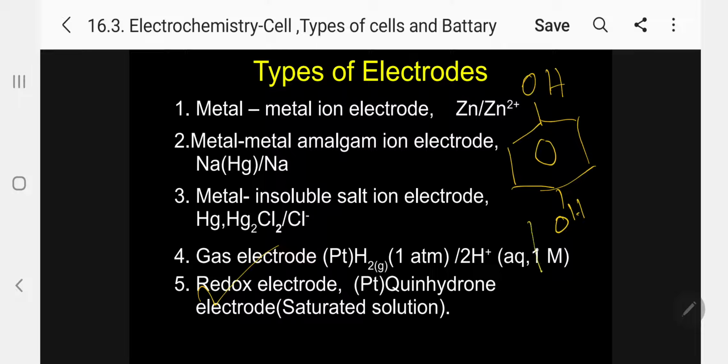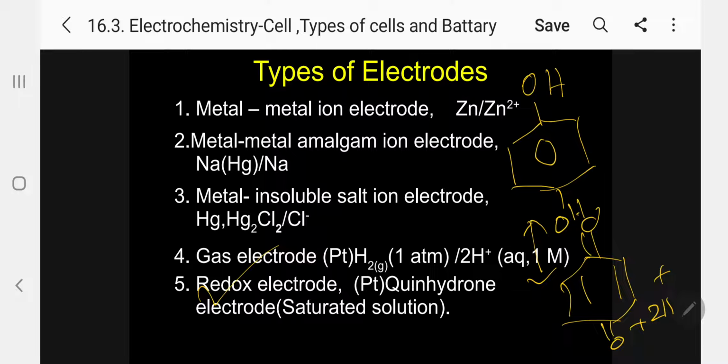So this will undergo ionization and produce 2H plus and 2 electrons. Kindly follow. So you take again a tube fused with platinum wire and to which a little pinch of quinhydrone, that is paraquinol powder, is added, and that will act as the reducing agent as well as the oxidizing agent. That means redox electrode.